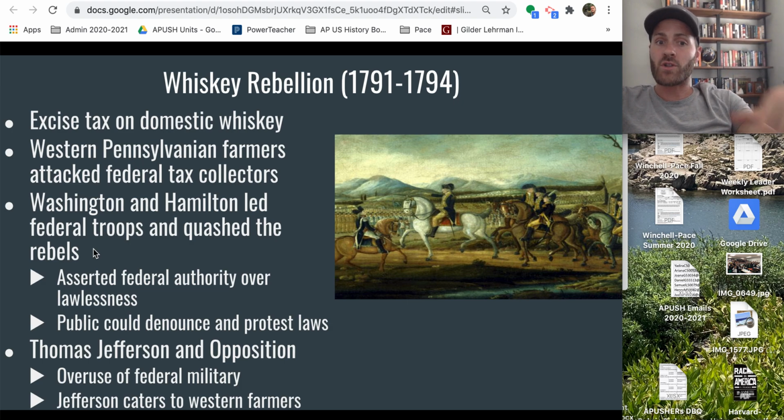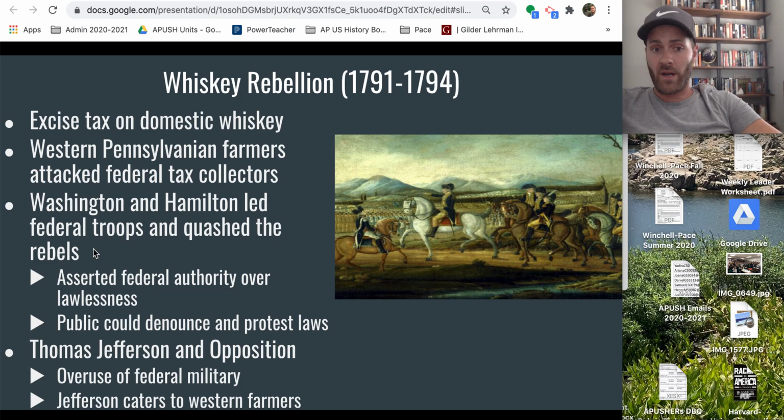All right, this again asserts federal authority over the lawlessness, arguing that the people, the public, are welcome to protest laws and denounce laws and say laws are wrong, but they have no real right to just not follow them or attack the people that are trying to enforce them. So there's a fine line, right, between protest and rebellion. The Federalists are going to argue here that protest is fine. Protest the tax law all you want, but by no means should you be rebelling and attacking tax collectors.